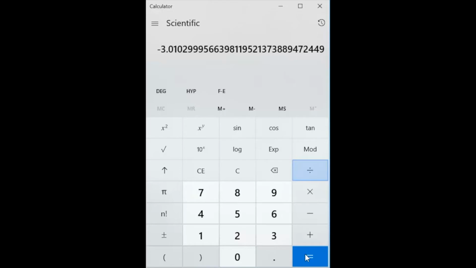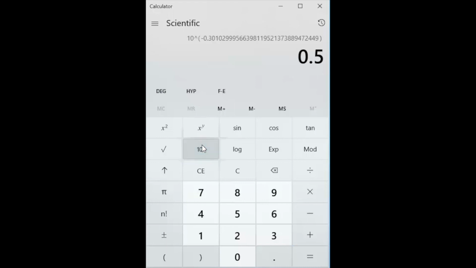You can use inverse functions to check your work and convert the decibel value back to a ratio. First, divide your original result of negative 3.01 by 10, giving you negative 0.301. The opposite of a logarithm is the inverse logarithm, 10 to the power of x on the calculator. Clicking this button will result in our original ratio of 0.5.